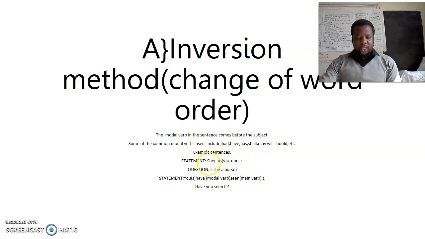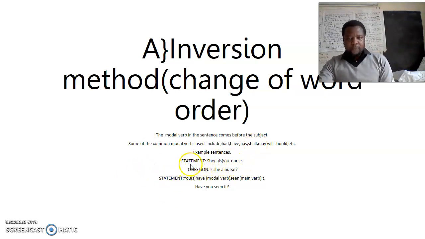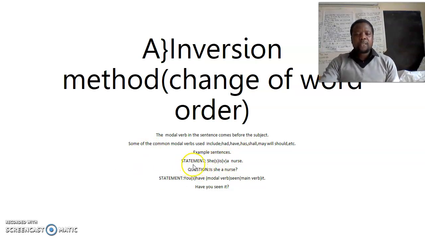Let's look at example sentences, what we are talking about, what it means. Look at our example here. In our statement, I have indicated where there is S, it represents the subject, and where there is V, it represents the verb. Therefore, there is a statement which reads, she is a nurse. As you can see, she is the subject of the sentence. Is is the verb. In fact, is is the main verb now.